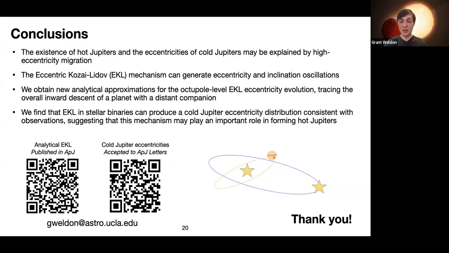We've obtained new analytical approximations for the octopole level EKL effect, tracing the overall inward descent of a planet with a distant companion. And we find that EKL in stellar binaries can produce a cold Jupiter eccentricity distribution consistent with observations, which suggests that this mechanism may be at play in forming hot Jupiters.